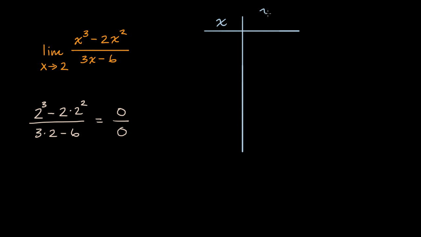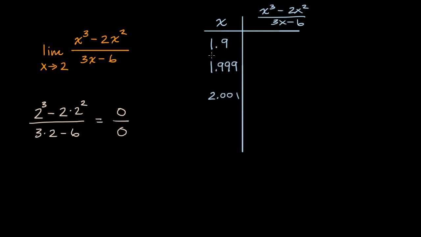And on this column, I'm going to say, well, what is the expression x to the third minus 2x squared over 3x minus 6 equals? And we know that when x is exactly equal to 2, this thing right over here isn't defined. But let's see what happens as we approach 2. So let's see what happens when we're at 1.9 or 1.99. Well, I'll do 1.99. I'll also do 1.999. And we could also see from the other direction. We could say, well, what happens when we approach at 2.001 and see if both of these values seem to be approaching something.